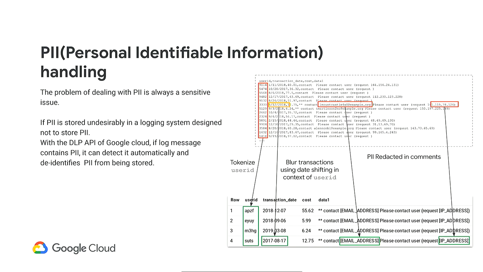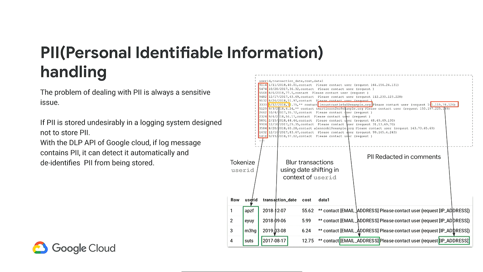Okay, the final thing is personal information. Personal information is very, very sensitive, right? If you store personal information in storage which is originally designed for personal information handling, it may not have a problem. But sometimes, unexpectedly, PII or user information can be stored in your logging system.